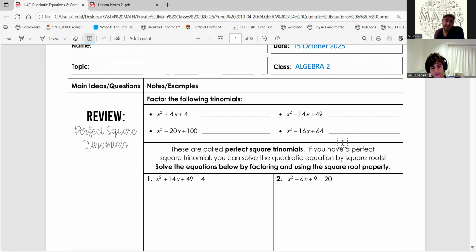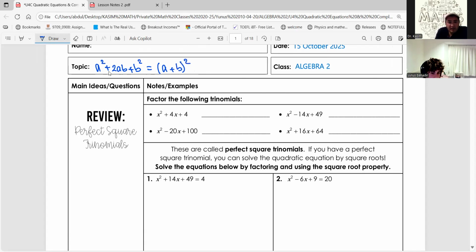Anyway, let's continue. Now let's review perfect square trinomials. Trinomial means a three-term expression. You have to remember two things, Yunus. The first one is a squared plus 2ab plus b squared. If you remember, we give a special name to this. It's called a perfect square because I can write it as (a plus b) squared.